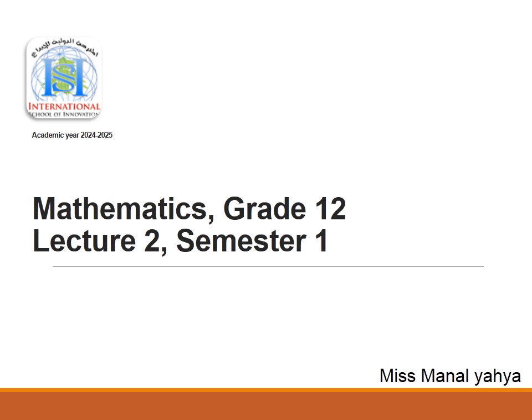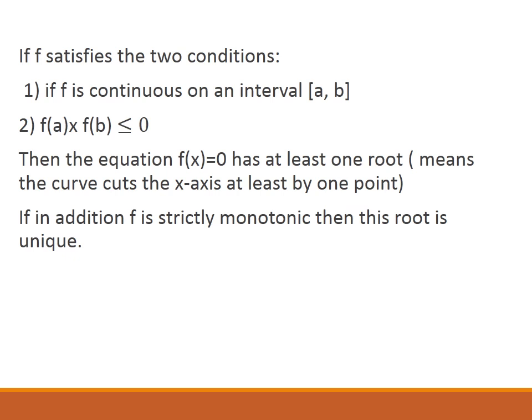In this lecture, I'm going to explain an objective about the intermediate value theorem. First of all, if the function satisfies the two conditions, if it's continuous on an interval, and if f of a times f of b is less than 0, is negative, then the equation f of x equals 0 has at least one root. What's the meaning of a root? It means the curve cuts the x-axis at least at 1 point.